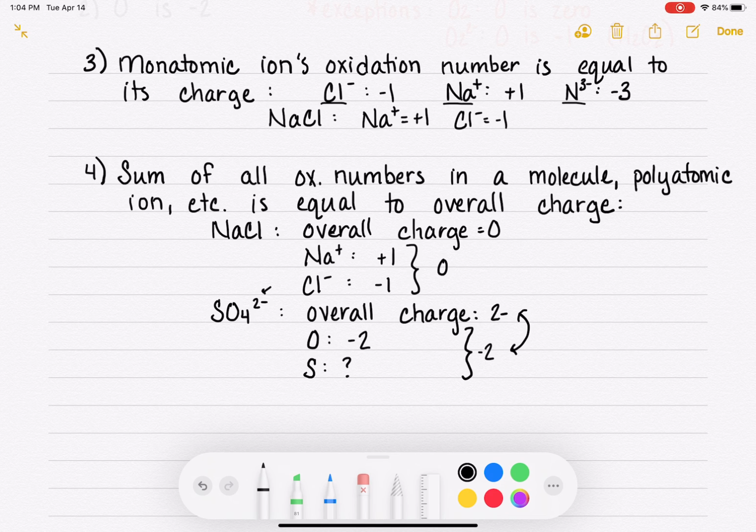Well, so let's figure this out. We have 4 oxygen atoms in this molecule. Each one has an oxidation number of -2. So that's a total of -8 for all the oxygens' oxidation numbers added together. So what does sulfur have to be? -8 plus what equals -2? You guys are pretty good at math. So this helps us figure out the charge on an atom like sulfur if we don't have a rule to help us figure it out.